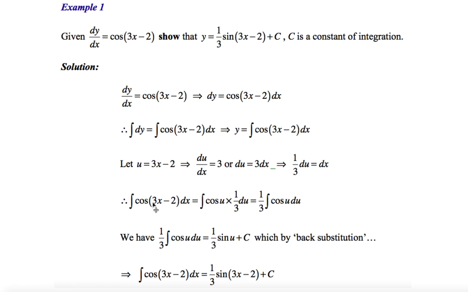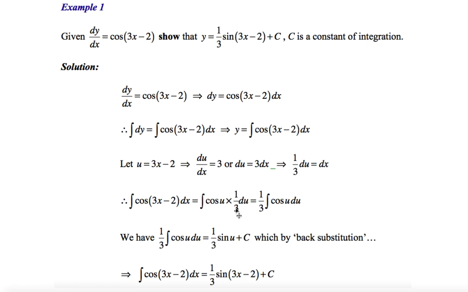So the cosine of 3x minus 2 dx, well, you've controlled that choice. That becomes the cosine of u. And this dx operator has to leave the system because you're no longer integrating with respect to x. You're going to be integrating with respect to u. So dx is actually equal to 1/3 of du.